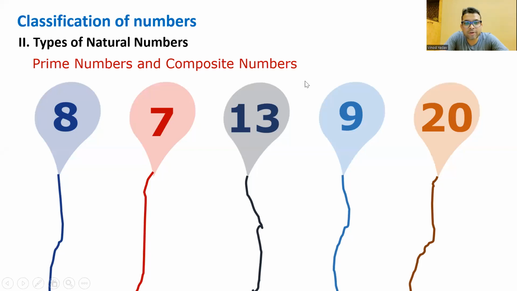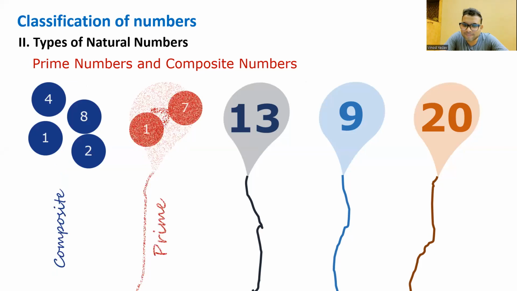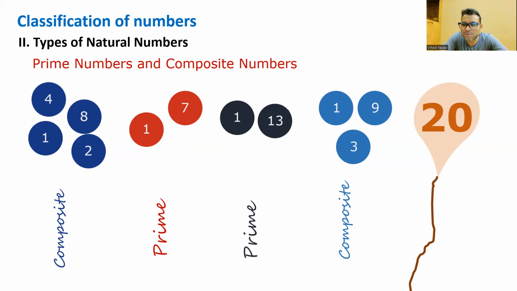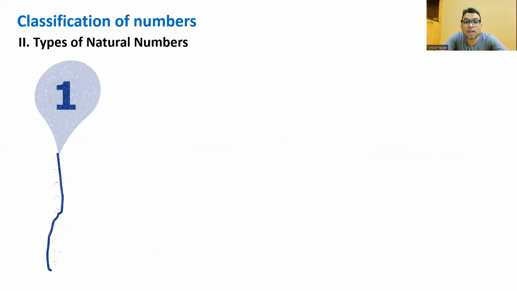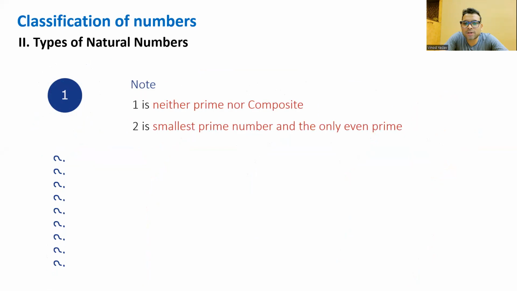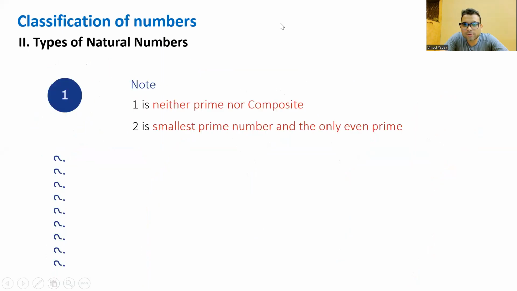So friends, identify. Yes, it's composite, right? Correct. Prime, prime, composite. Yes, composite. 1 has no factor except 1, so neither prime nor composite, and 2 is the smallest prime number and the only even prime number. Okay. Got it?